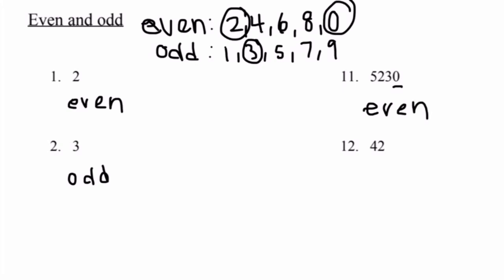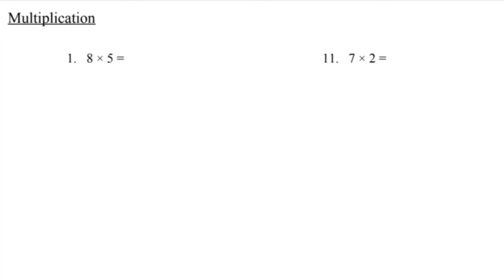Last but not least, number 12, 42. We look at the 1's value and they give us the 1's value of 2, and we know that 2 is even. Moreover, we know that 42 is divisible by 2 because 42 divided by 2 equals 21. Therefore, 42 is even. The third topic is multiplication, and it's asking us to multiply the numbers below.